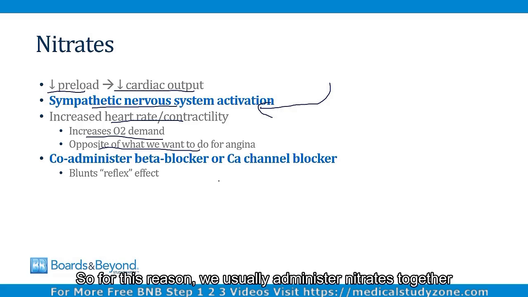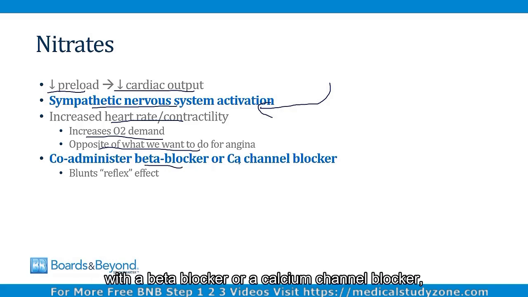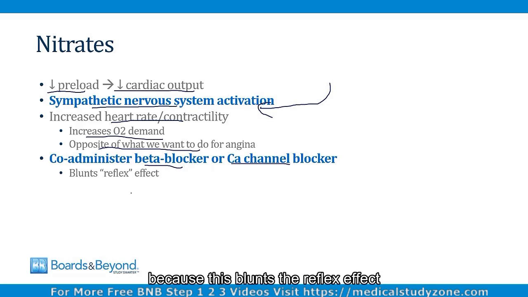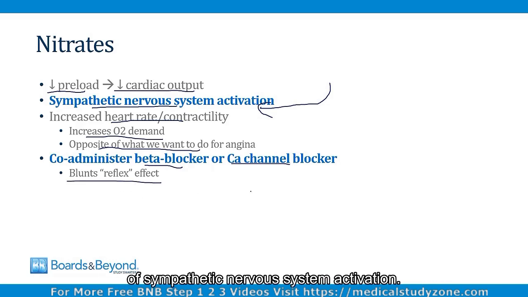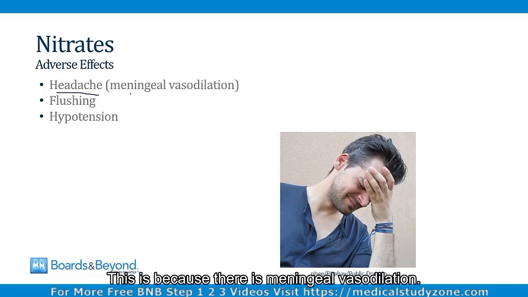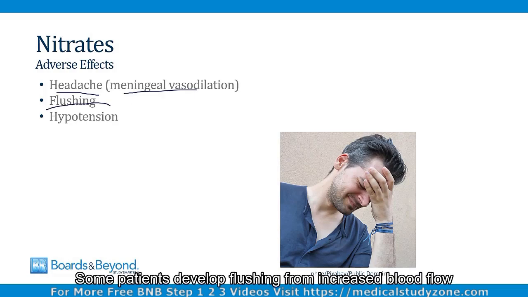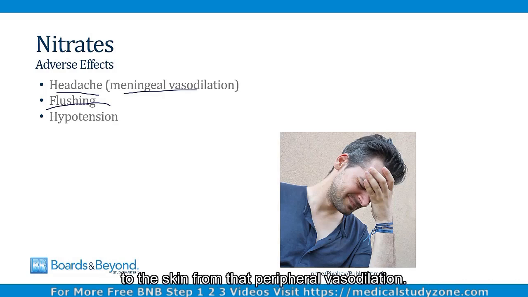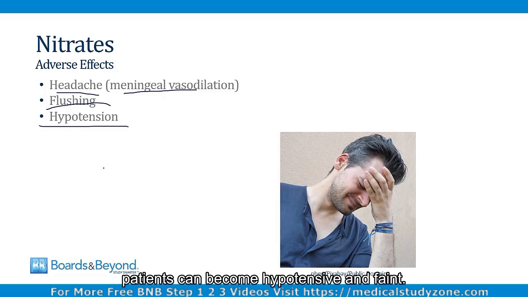So for this reason, we usually administer nitrates together with a beta blocker or a calcium channel blocker, because this blunts the reflex effect of sympathetic nervous system activation. This will allow the patient to have all the beneficial effects of nitrates and none of the negative effects from sympathetic nervous system activation. The most common side effect of nitrates is a headache. This is because there is meningeal vasodilation. Some patients develop flushing from increased blood flow to the skin from that peripheral vasodilation. And then if you give too much of a nitrate, patients can become hypotensive and faint.